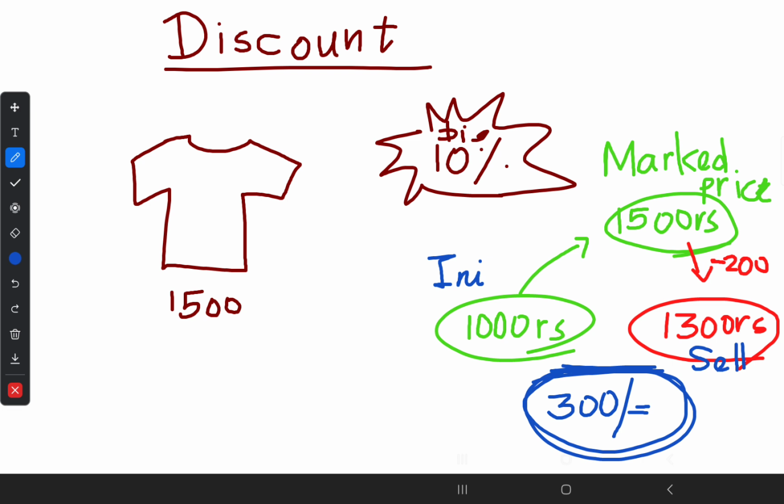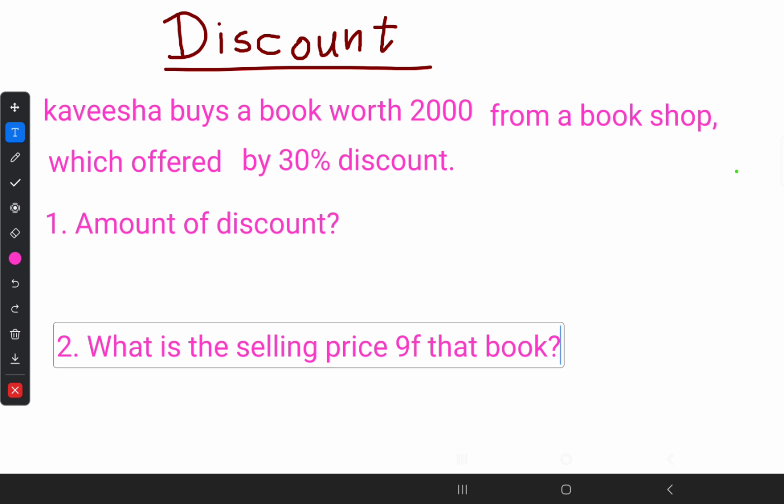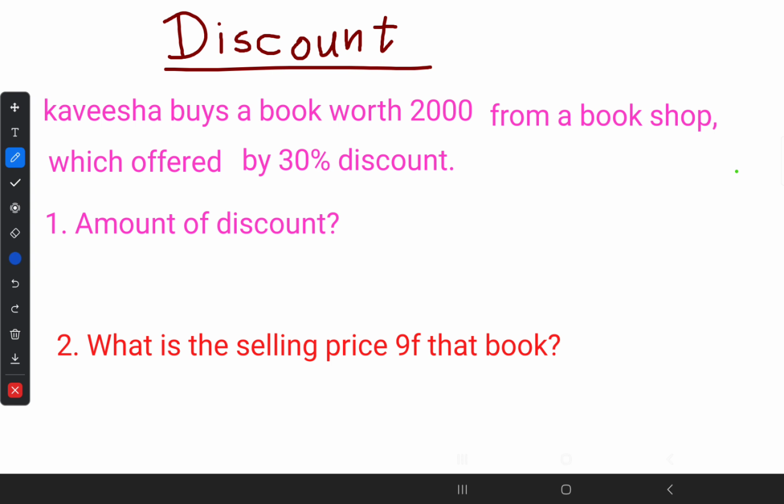Now let's try a quick example. In loss instances we studied, we needed to subtract that particular amount. The same thing is applicable in discount as well. Kavisha buys a book worth 2000 rupees. The initial price of that book is 2000 rupees. For that book, they are offering a 30 percentage discount. So what is the discount?